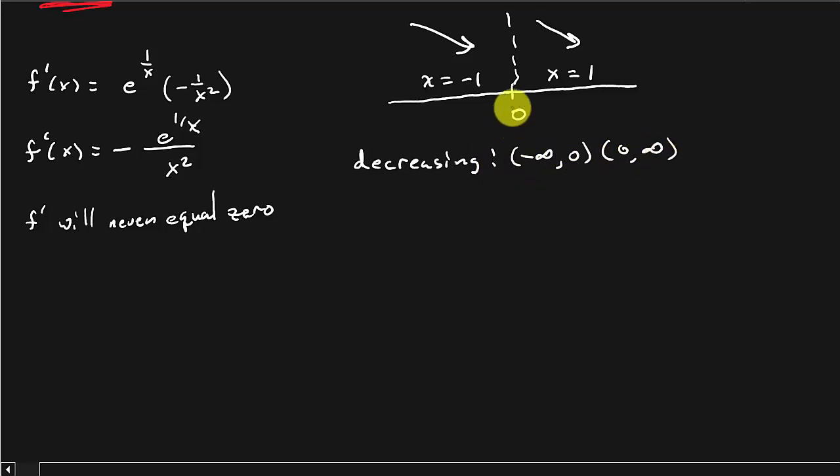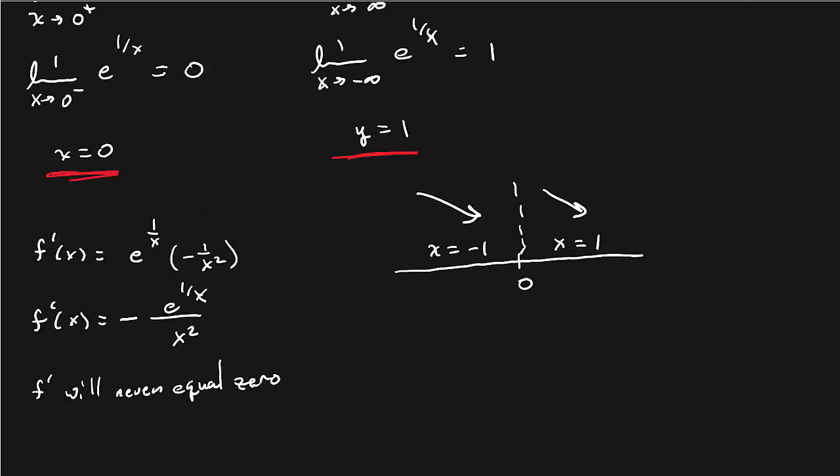Now I'm going to split it up here because the function's undefined at 0. I'm not going to say it's increasing. I'm not going to say it's decreasing from -infinity to +infinity. I want to put that gap in there because it is undefined there. And then local max min, you can see there's none. There's none there. All right, so now let's look for concavity.